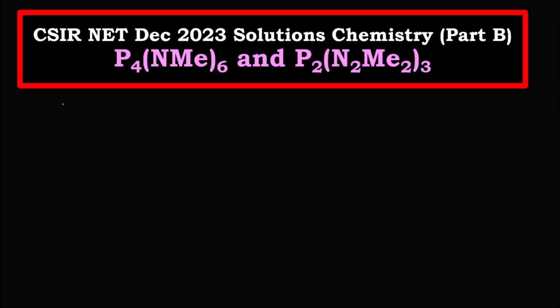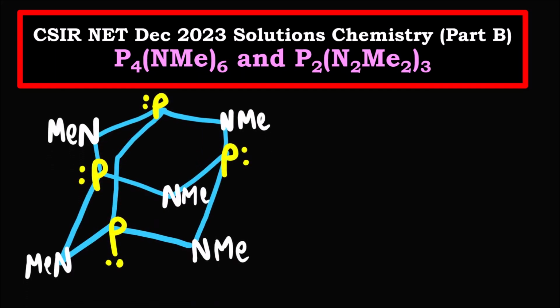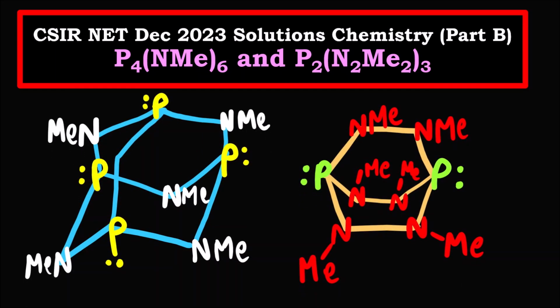In this video, we are going to solve this question that was asked in the December 2023 NET exam. There are these polycyclic compounds, P4N6Me6 and P2N2Me2 thrice. We have to find out the total number of 6-membered rings in both these compounds. For that you must know the structure of both these compounds. So these are the structures.